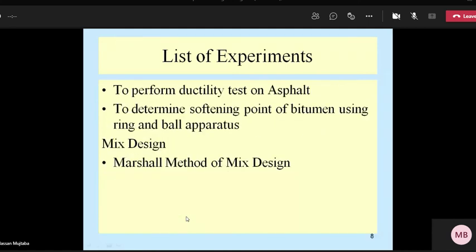Normally bitumen ko hum teen grades mein divide kar sakte hain: penetration grades, viscosity grades, and the third one is the ductility grade. Ductility, because bitumen is used in road construction and is exposed to the atmosphere. So during day times the road expands, during night it contracts. Similarly in winter and summer, expansion and contraction of the bitumen is going to take place. So for this, we are going to carry out the ductility test on asphalt.